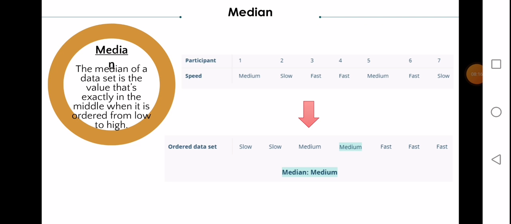Okay, next is the median. The median of a data set is the value that's exactly in the middle when it is ordered from low to high. So we have an example.